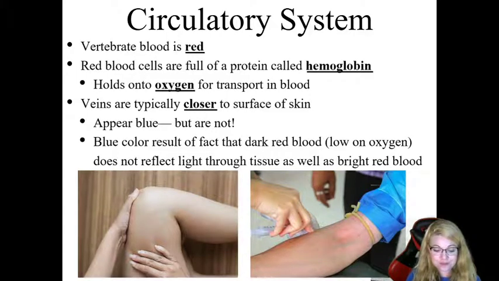And so when red blood cells have a lot of oxygen attached to them, they're going to be really, really bright red. And when they're low on oxygen, they'll be a much darker shade of red. And that kind of is why we see that there. But that is going to be where we end these slides.